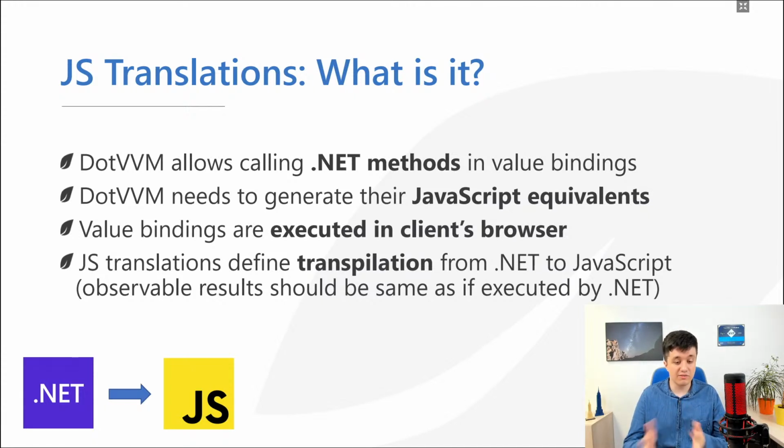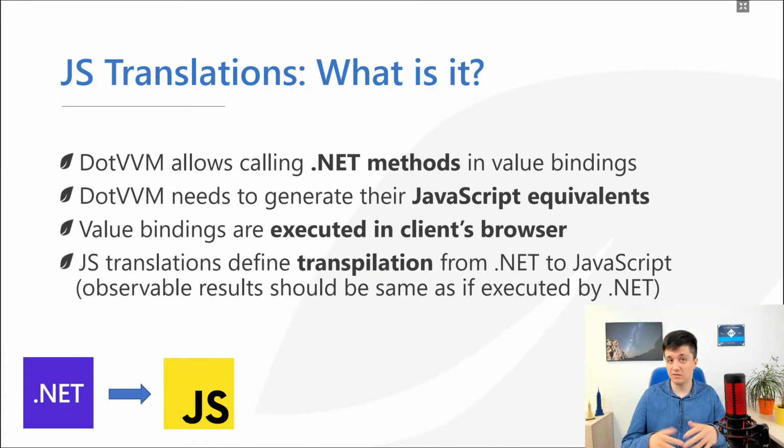So JavaScript translations basically define translations from .NET methods to JavaScript, and that's basically the general idea. And why is it good and useful in .vvm? Basically, it allows you to use various .NET methods inside your bindings, because value bindings and static commands are directly executed in clients' browsers, so there is no communication with the server whatsoever.